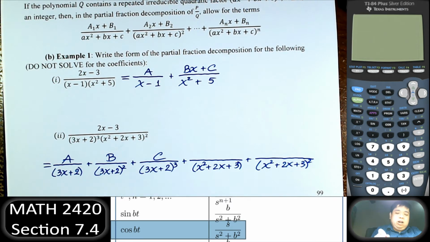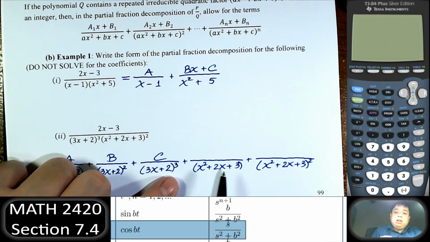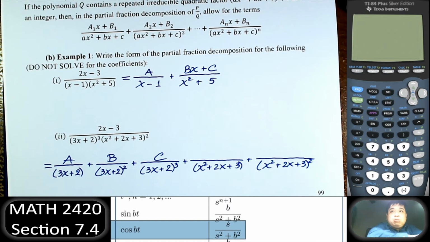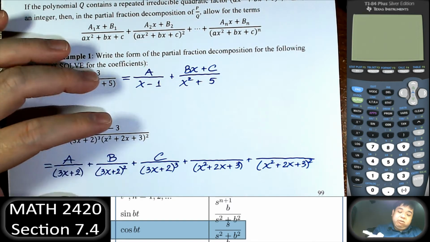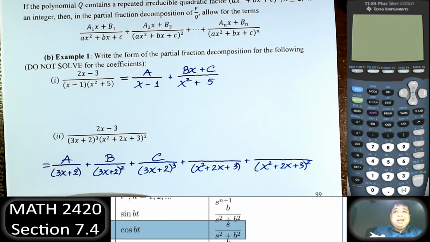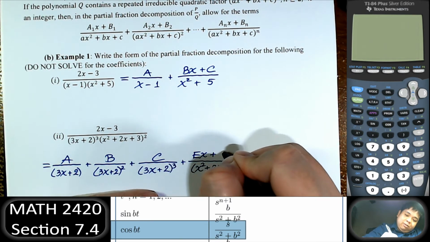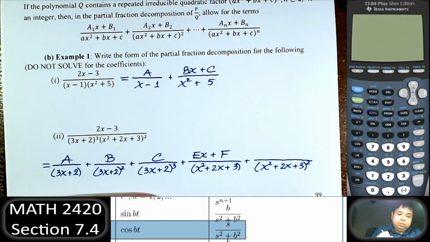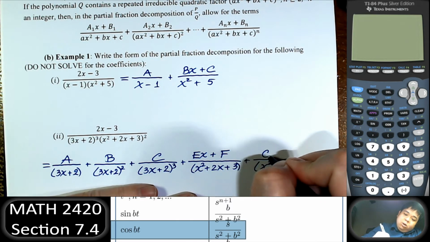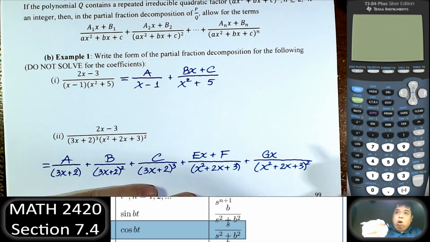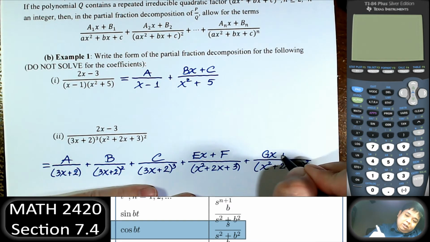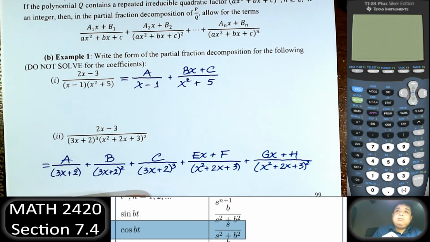Now, on the top, if this is quadratic, the top has to be one degree less than that, so it should be a linear function. We will not want to use d here because d is reserved for the derivative operator, right? So let's skip d and go to ex plus f. And then here also the same order of polynomial, so gx plus h. Right, so that is the form of the partial fraction.